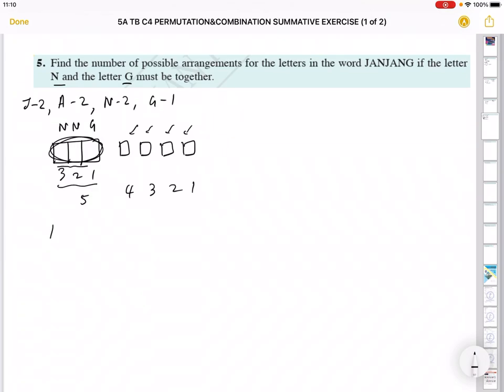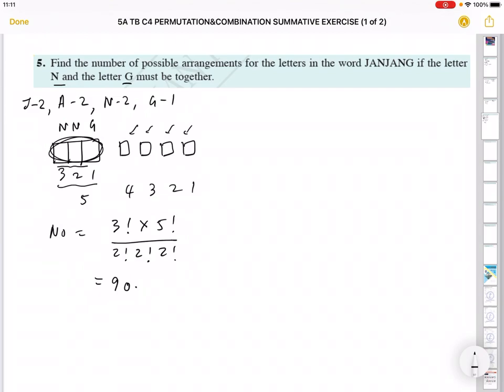So the number of ways to arrange them is now 3 factorial for the N and G, 5 factorial for the rest. But remember, you got to divide by 2 factorial for the J, 2 factorial for the A, 2 factorial for the N, because they are identical, right? So just use your calculator. 120 times 6 divided by 8. I got 90. Yeah, but the answer given is 180.